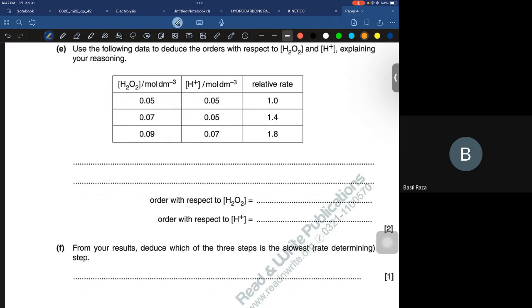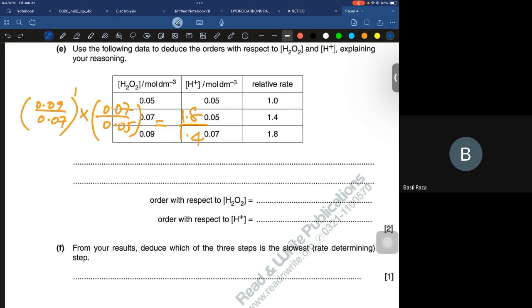Which experiment did you select? 1 and 3. First you did 1 and 2, but then H2O2 changes, and H plus is the same, so you can't use 1 and 2. For H2O2, that's right, it's first order, already decided. But then 2 and 3, yes, this is changing and this is also. Let's suppose it's 0.09 over 0.07 raised to the power 1, and 0.07 over 0.05 is equal to 1.8 over 1.4. Can you tell me an answer? 0.09 over 0.07?